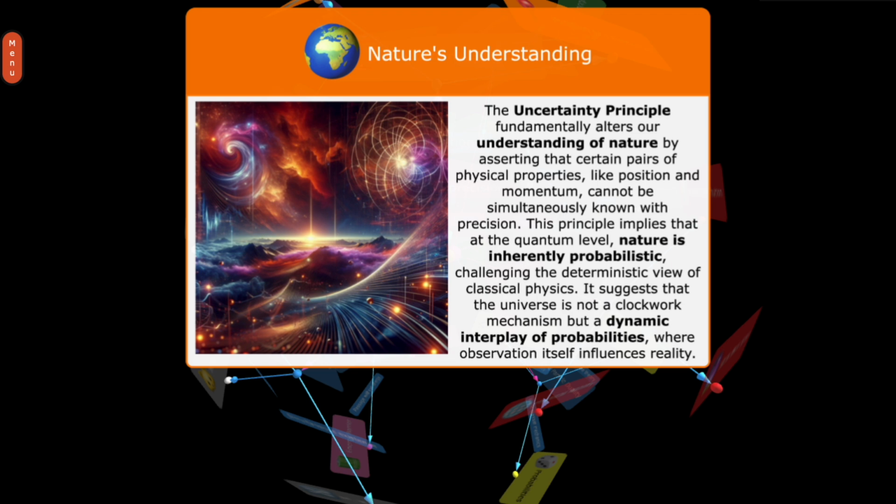The uncertainty principle fundamentally alters our understanding of nature by asserting that certain pairs of physical properties, like position and momentum, cannot be simultaneously known with precision. This principle implies that at the quantum level, nature is inherently probabilistic, challenging the deterministic view of classical physics. It suggests that the universe is not a clockwork mechanism but a dynamic interplay of probabilities, where observation itself influences reality.